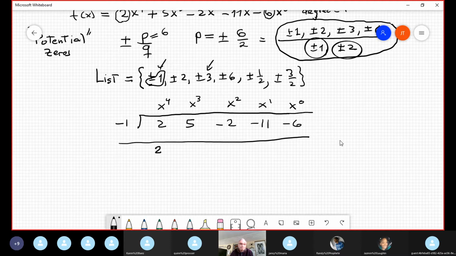I bring down 2. 2 times negative 1 is negative 2. That's 3. 3 times negative 1 is negative 3. This is negative 5, and negative 5 times negative 1 is positive 5. That is negative 6, and negative 6 times negative 1 is positive 6. Wow, remainder 0. Good. X plus 1. Remember opposite signs. You select negative 1 here, the factor has the opposite sign. Okay.